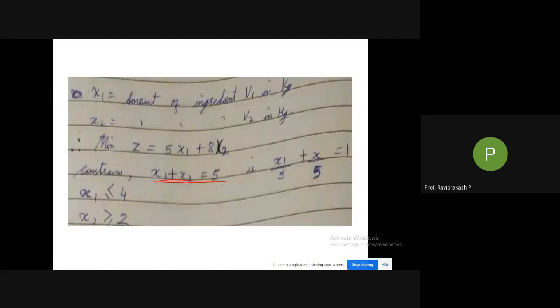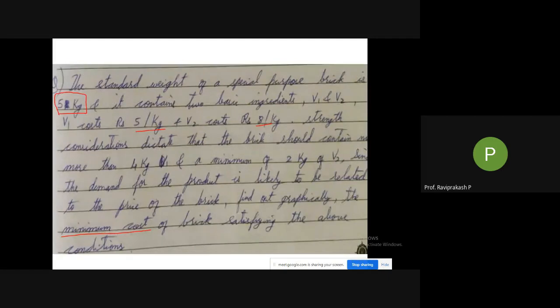Then they are telling you what cannot be more or what cannot be less. The brick should contain not more than 4 kg of V1. Not more than 4 kg means less than or equal to 4 kg. V1 is x1, so x1 is less than or equal to 4. Next, minimum of 2 kg of V2 means greater than or equal to 2 kg. V2 is x2, so x2 is greater than or equal to 2. So these are the conditions.